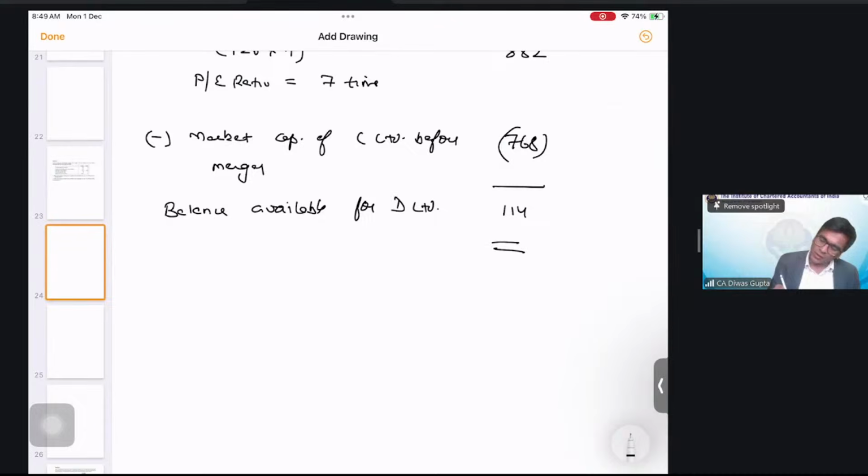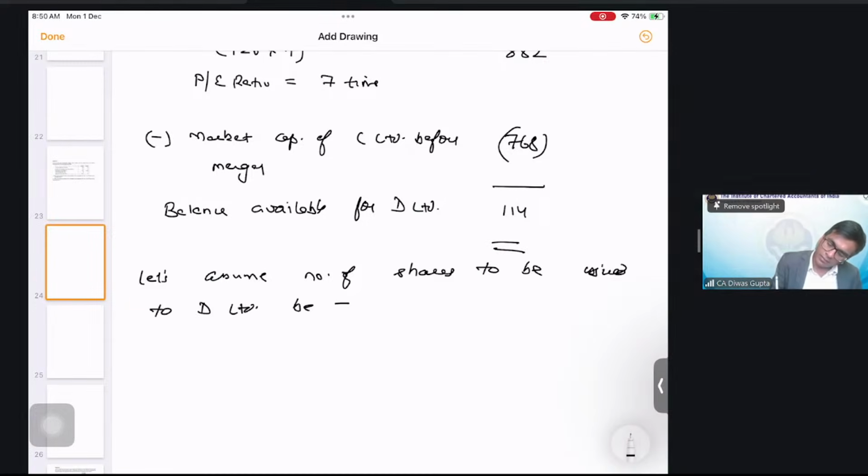But in this case, the purchase consideration is issued in shares, so we'll have to calculate the number of shares. So let's assume the number of shares to be issued to D Limited be D. Okay, let's assume it to be D. Revised MPS.